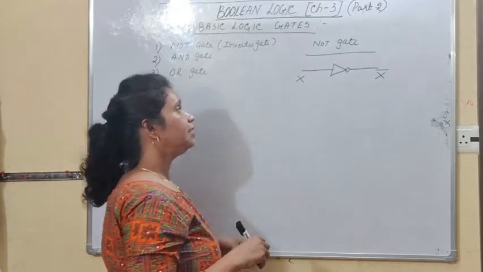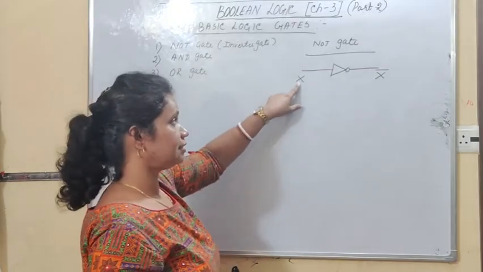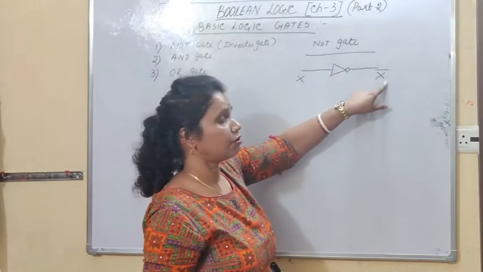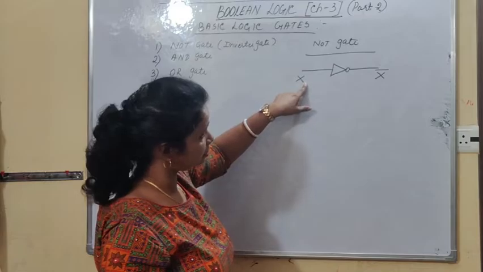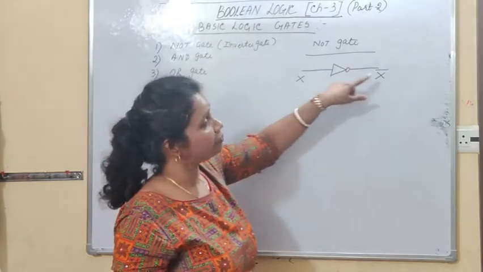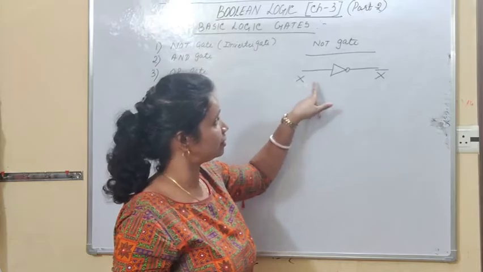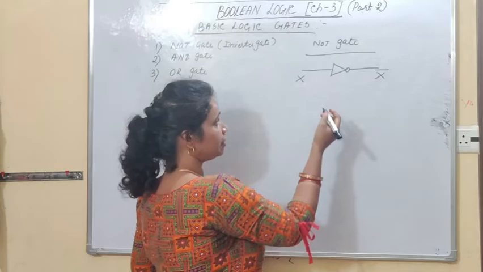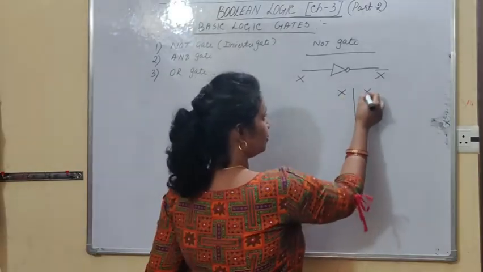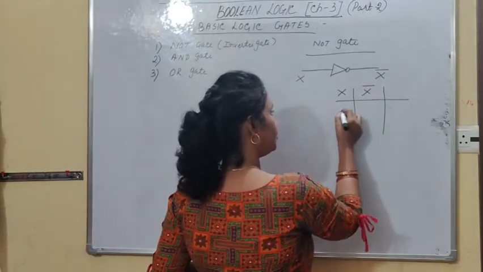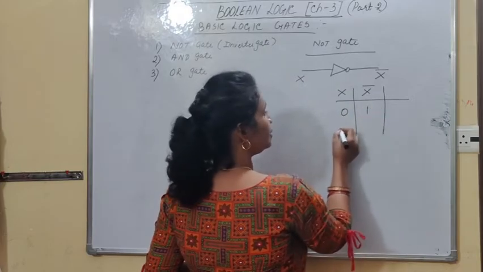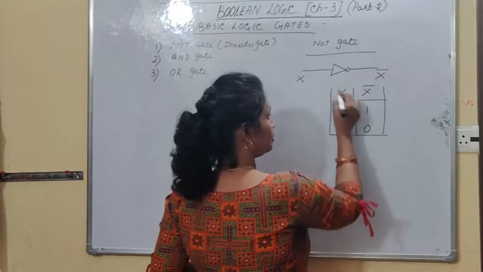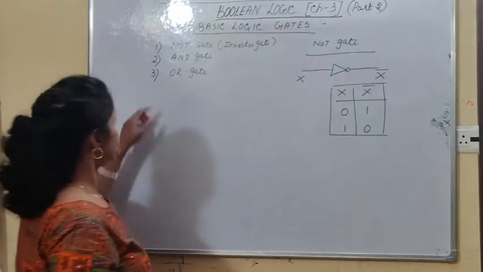Try to understand students. If the input signal of NOT gate is X, this X signal will pass into a NOT gate, then the output will be not X. That means if the value of X is 0, that means low voltage, then it will be high voltage, that means 1. If it is 1, then it will be 0. Right students? So this is about your NOT gate. If you want to draw the truth table of NOT gate, you can draw it. If the value of X equals 0, then not X equals 1. If the value of X equals 1, then it is 0. So this is the truth table of your NOT gate. Right students? Now next is AND gate.